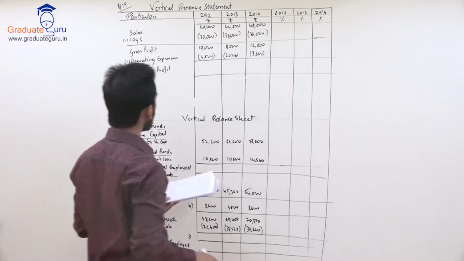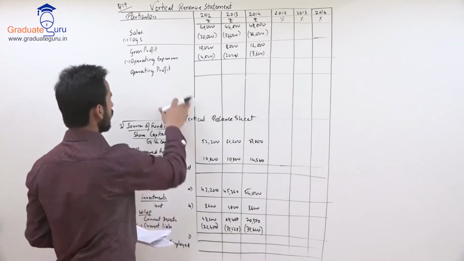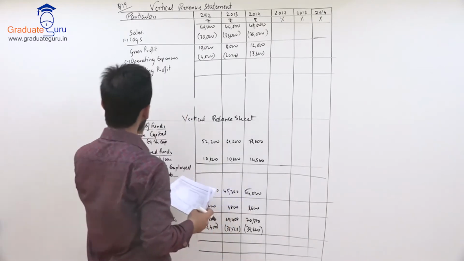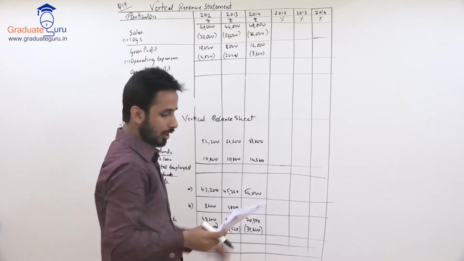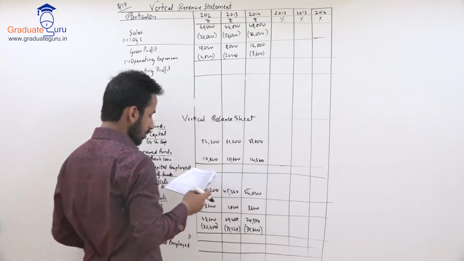You can call it net profit after tax, before tax, retained earnings. You can say that also. But you write net operating profit only as it has been given in the question. And they have said 6,000.